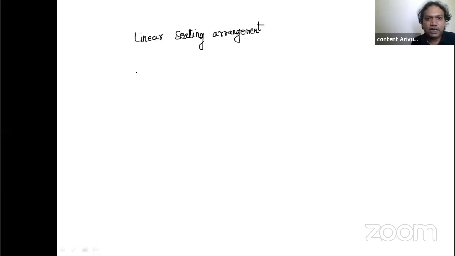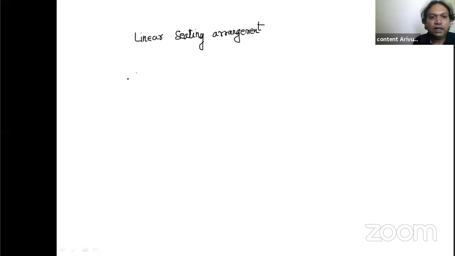Okay, so linear seating arrangement, those who are solving questions, I had not asked you to solve questions right now. Okay, we're discussing the theory part. I have not yet moved into solving questions. So if I'm discussing some theory part, I would want you to pay attention to the theory part as of now. Okay, and then you will get time to solve questions.